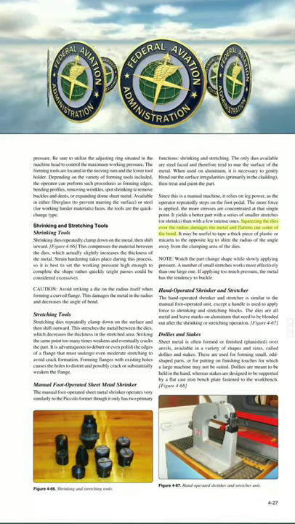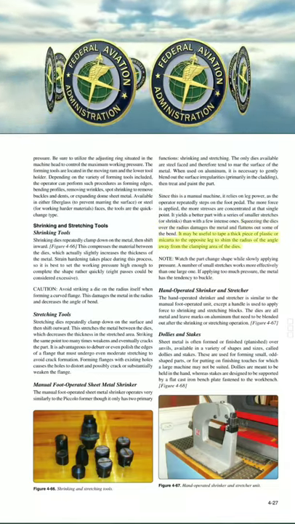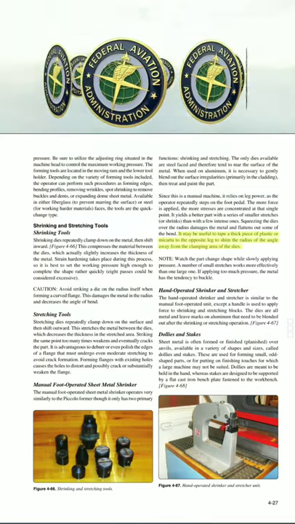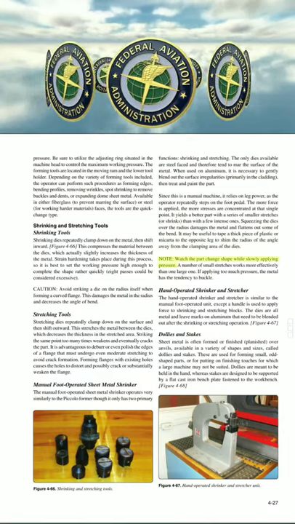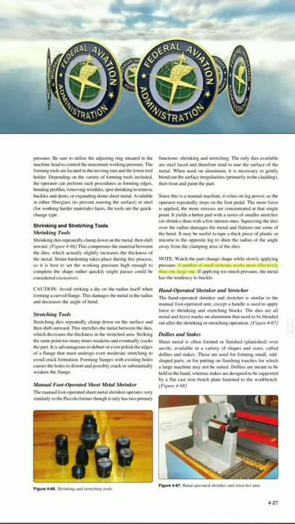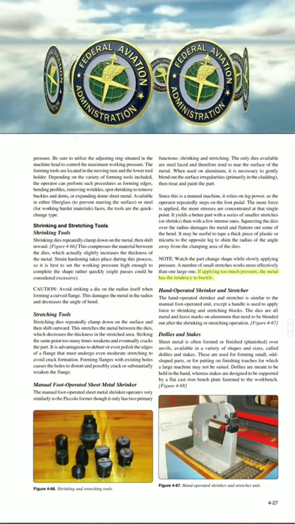Squeezing the dies over the radius damages the metal and flattens out some of the bend. It may be useful to tape a thick piece of plastic or micarta to the opposite leg to shim the radius of the angle away from the clamping area of the dies. Note: watch the part change shape while slowly applying pressure. A number of small stretches works more effectively than one large one. If applying too much pressure, the metal has the tendency to buckle.